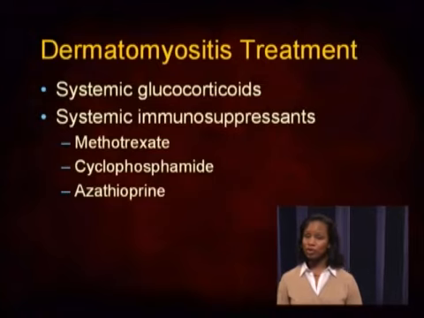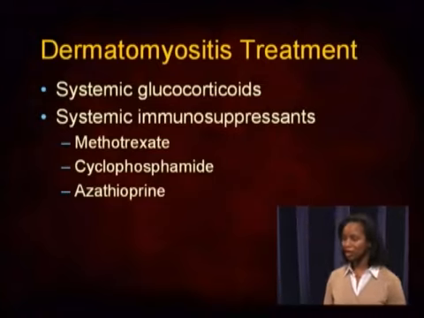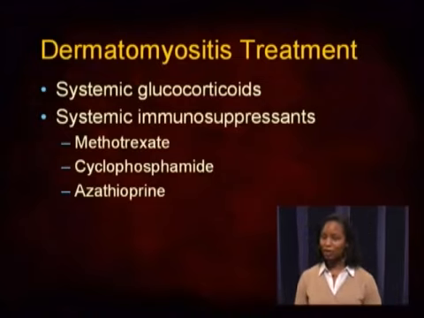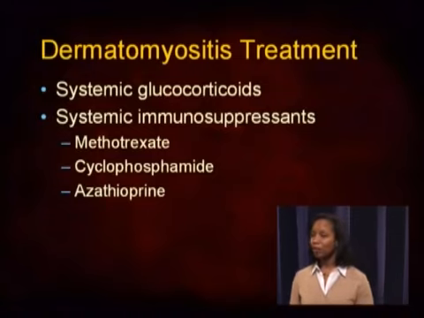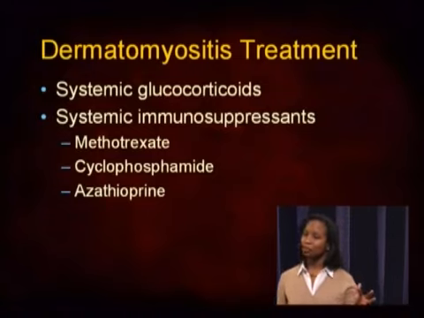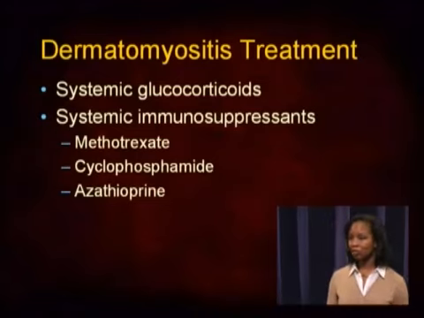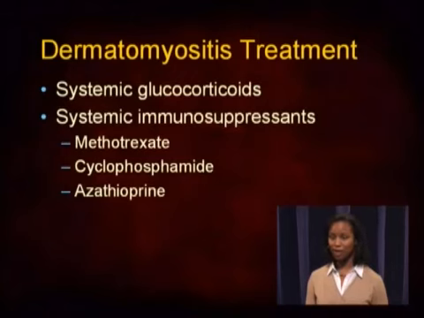In terms of treatment for dermatomyositis, this is another setting where systemic glucocorticoids come into play. Systemic immunosuppressant medications can be used as well, and you can see some that are listed here. And certainly, when dermatomyositis is paraneoplastic, then treating the underlying malignancy is important and can result in resolution of their dermatomyositis.